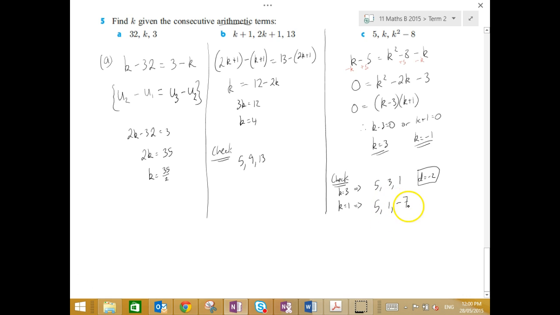That went down by 4, then it went down by more than 4, did I? Am I supposed to have negative 1? Yes, I just can't read my own writing. 5, negative 1, negative 7, going down by 6 every time. There you go, pretty easy.